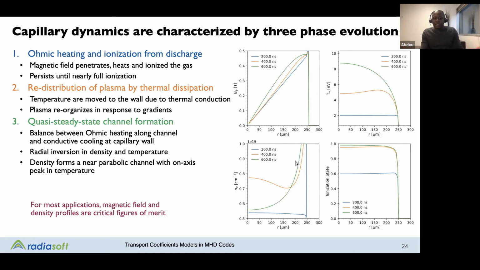For most application fields, density profiles are a critical figure of merit that people use as diagnostics. That's the other importance of using MHD, because you naturally access this macroscopic information.